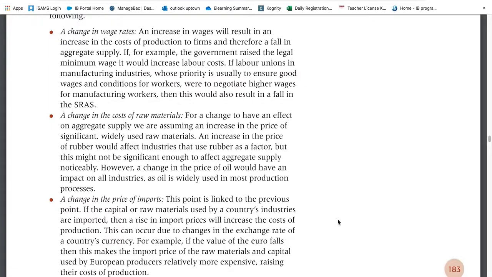Labor unions, whose priority really is to protect the wages and improve the conditions of workers, are going to negotiate higher wages, and that's going to result in a fall of short-run aggregate supply because it's now more expensive to produce the same amount.